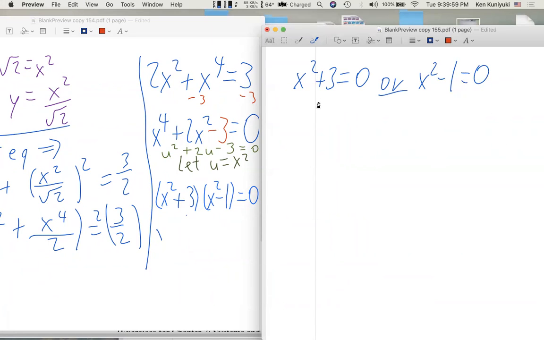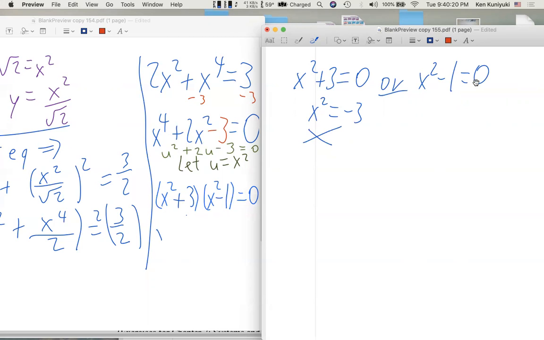Over here, subtract 3 from both sides. X squared equals negative 3. Is there any real number whose square is negative? Can the square of a real number be negative? The answer is no. This is a dead end. There are no real values for x that'll make this work.